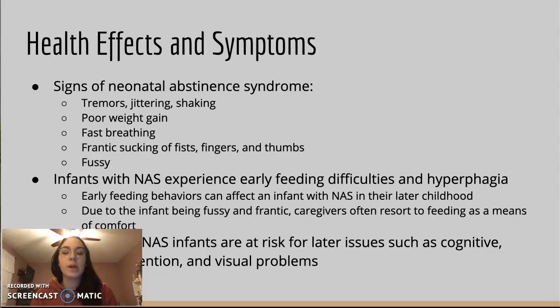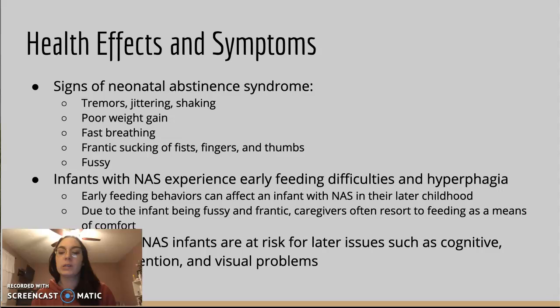Infants with NAS experience early feeding difficulties and hyperphagia. Hyperphagia is basically just excessive hunger. So I see this with the boy at my daycare. He's constantly crying and wanting snacks or lunch or other types of food. Like if I'm eating lunch, he will come up and be wanting my food because he's still hungry.